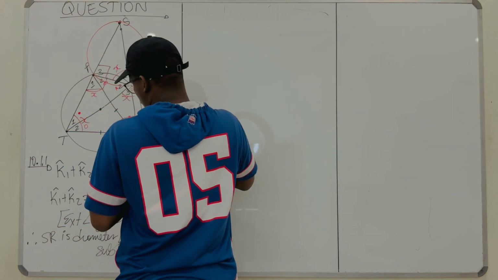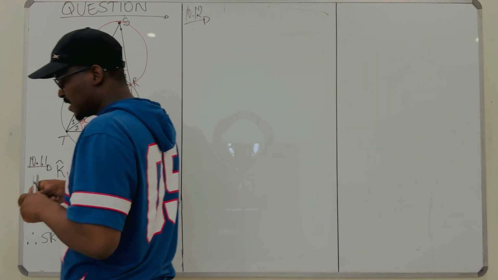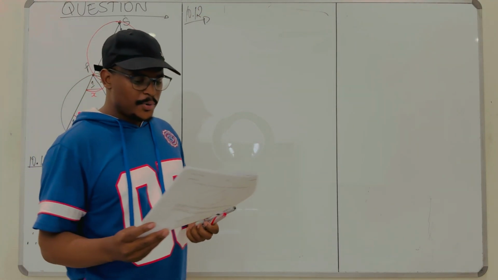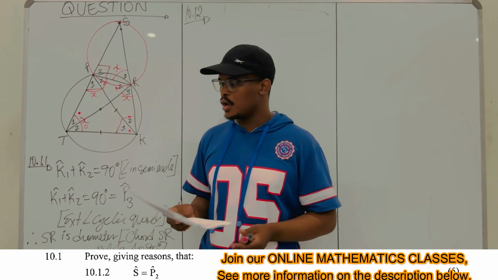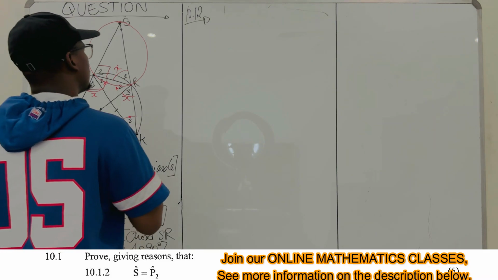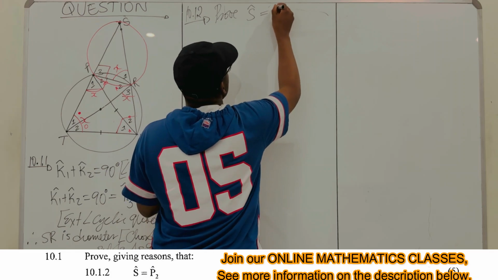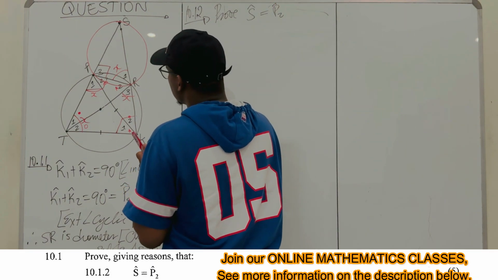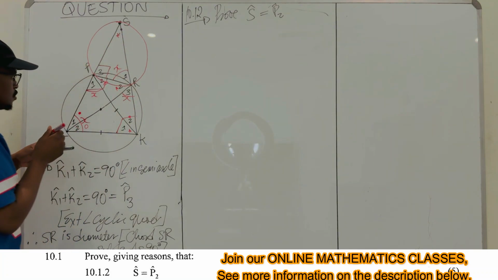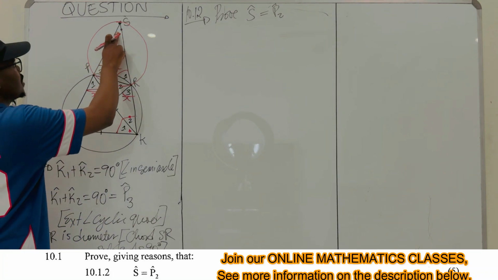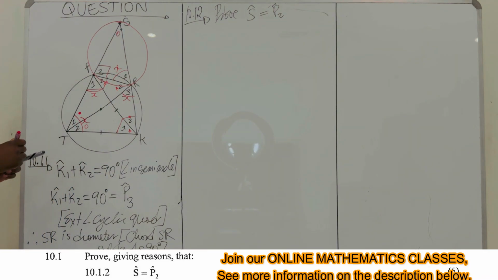Now we move on to 10.1.2. What are they saying at 10.1.2? They are saying, prove, giving reasons, that angle S is equal to P2. So they want us to prove that angle S is equal to P2. Where is angle S? Angle S is this angle over here. They are saying it is equal to this one over here. That is what they want us to do.